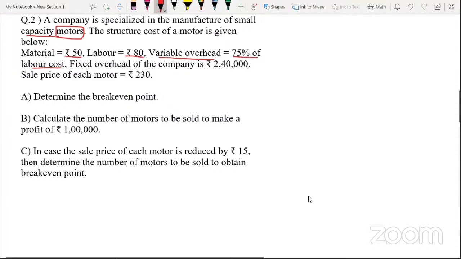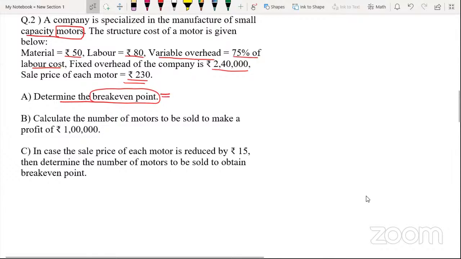And they are saying that fixed overhead of the company is 2,40,000. The fixed cost, or fixed overhead, they have given as 2,40,000. Sale price of each motor is rupees 230. They are giving the selling price of each motor as rupees 230. So what they are asking is to determine the break even point.